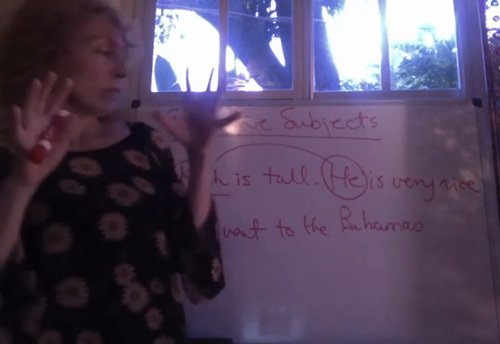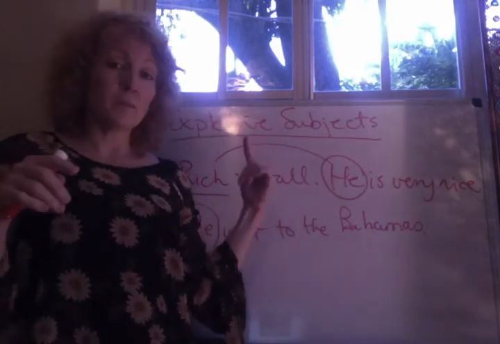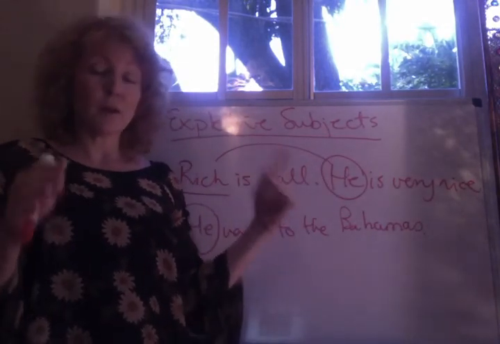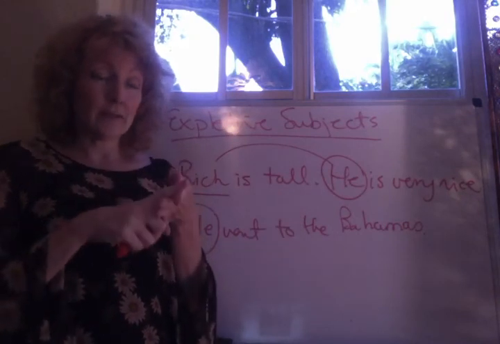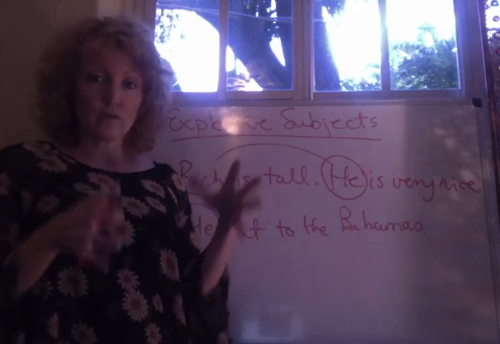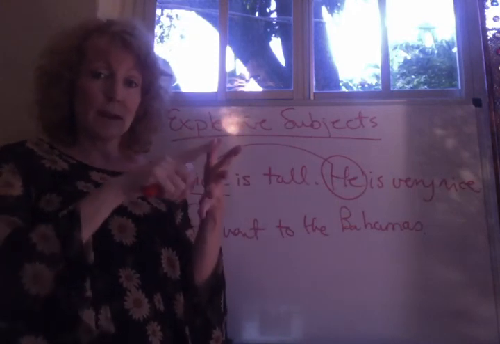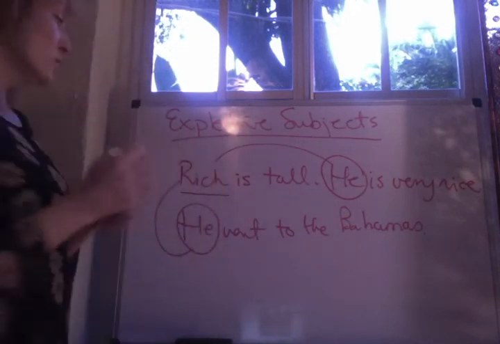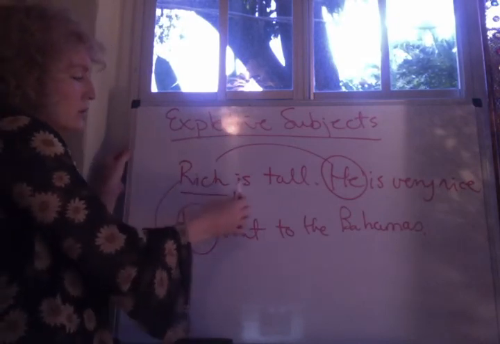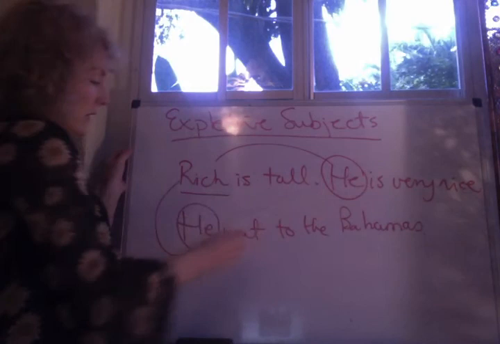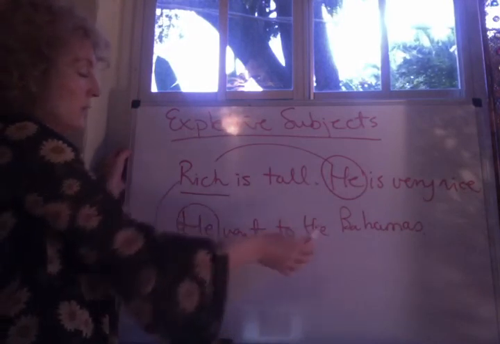So, when we talk about pronouns referring back, we're talking specifically about third person pronouns. He, she, it, and they. And then, of course, all of their other forms, her, his, them. Okay? So the idea here is that you have Rich is tall. He is very nice. He went to the Bahamas.